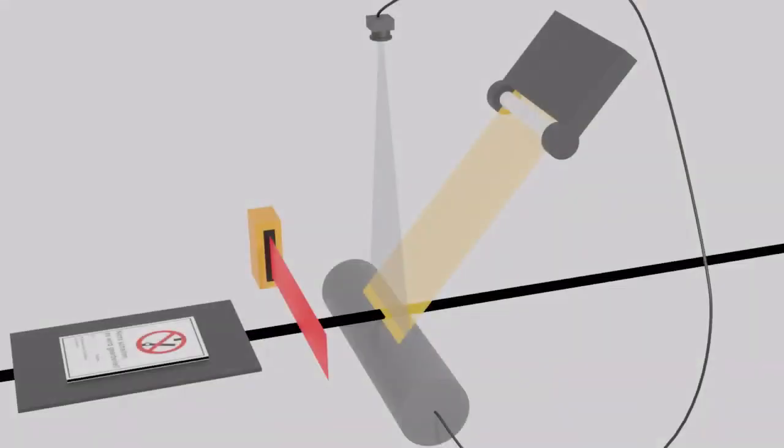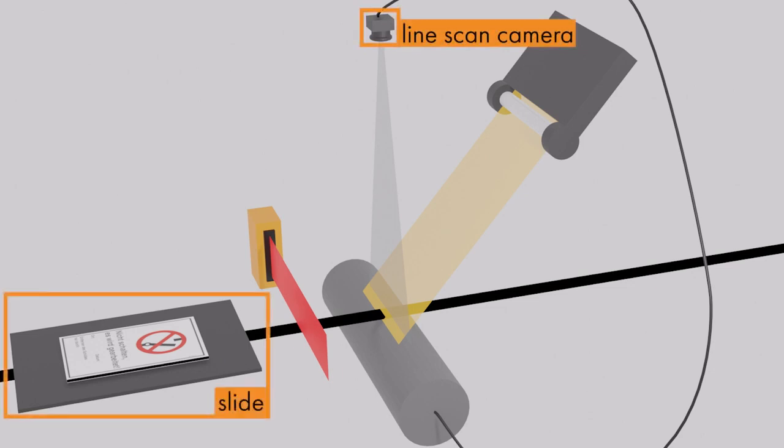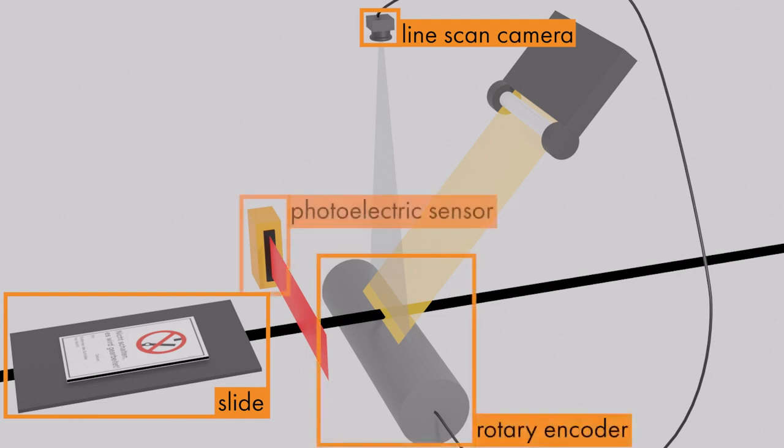This setup consists of a line scan camera, a slide which will be used to move the Do Not Switch sign to be inspected back and forth, a rotary encoder, a photoelectric sensor, and a special light for line scan applications to ensure optimal lighting.